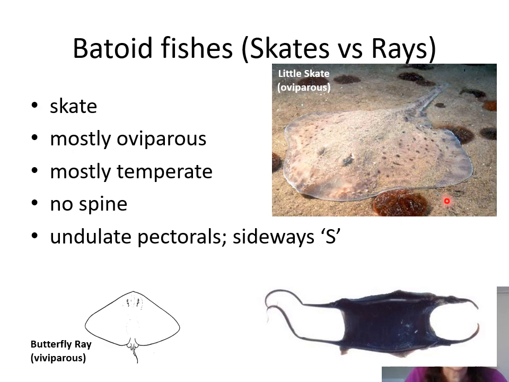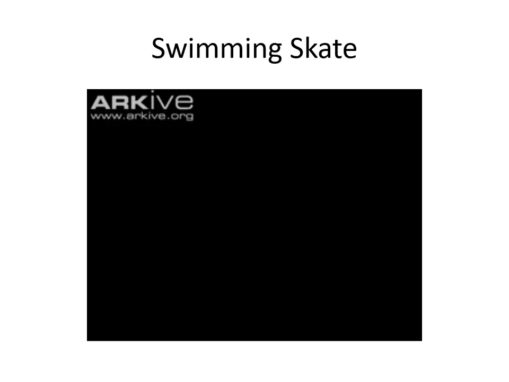And they'll undulate their pectorals when they swim, so it kind of makes like a sideways S. So they don't flap them, they kind of rotate the edges. And here we have a brief video that shows a swimming skate. I'll let it run a little bit longer. As it moves around, you'll actually be able to see the underside of the skate a bit, and then you can see the gills and the mouth structure there.